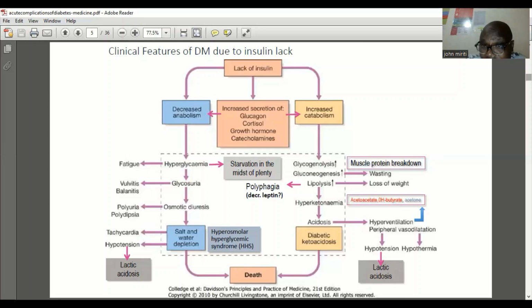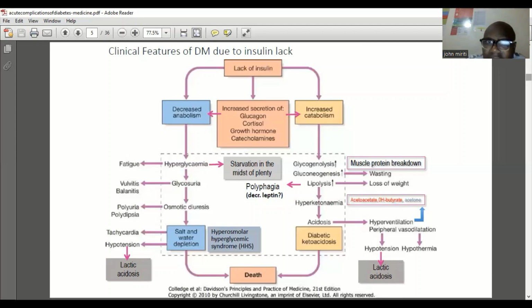So there is peripheral vasodilatation because of acidosis, and this peripheral dilatation results in hypotension. So the patient presents with hypotension and hypothermia, because of lactic acidosis. The patient has lower pressure and lower temperature, and this hypotension results in lactic acidosis. So in this case the patient is having diabetic ketoacidosis, and diabetic ketoacidosis can lead to death.